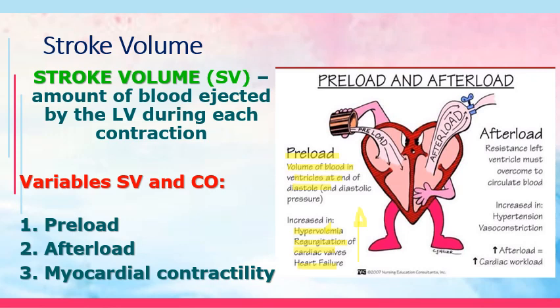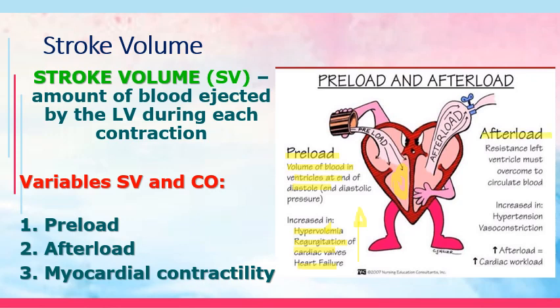Regurgitation. If some of the blood is coming back to the respective ventricle, there will be a lot of volume that this ventricle needs to work on, hence increasing the preload. And then heart failure. There's left-sided and right-sided heart failure.